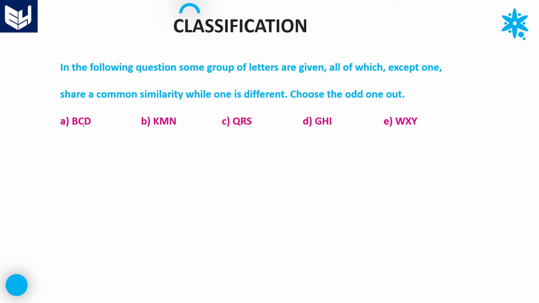See here. Here the question has option A, that is B, C, D; K, M, N; Q, R, S; G, H, I; W, X, Y. If you observe carefully, BCD, QRS, GHI, WXY, all these four options are having consecutive letters. But KMN are not consecutive letters. KLM would be consecutive, but KMN are not.